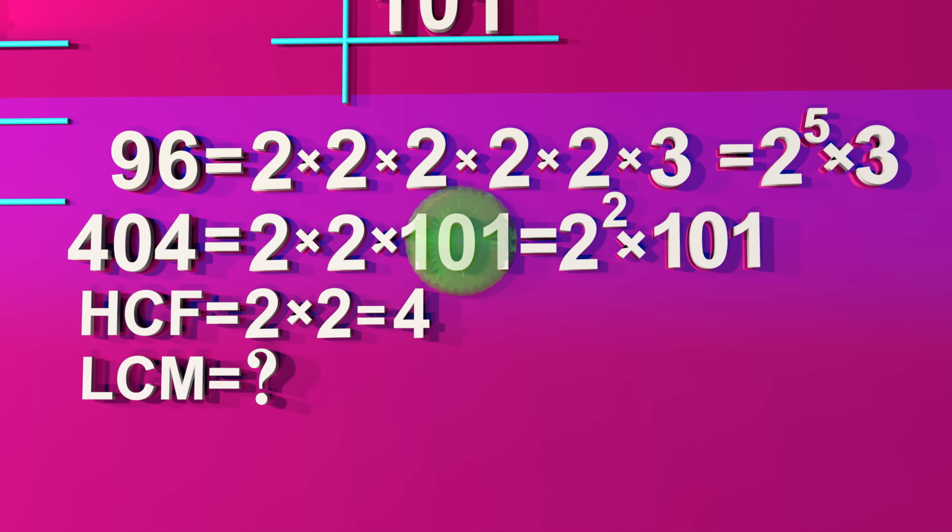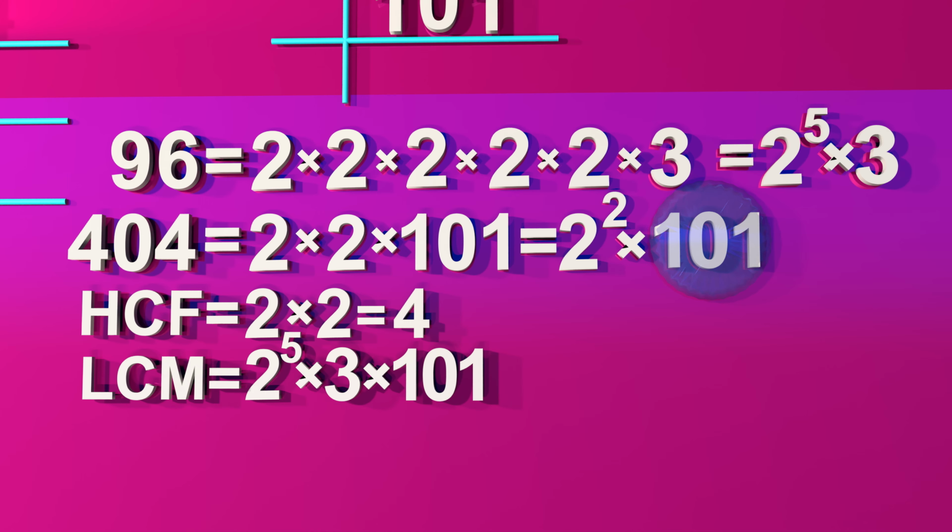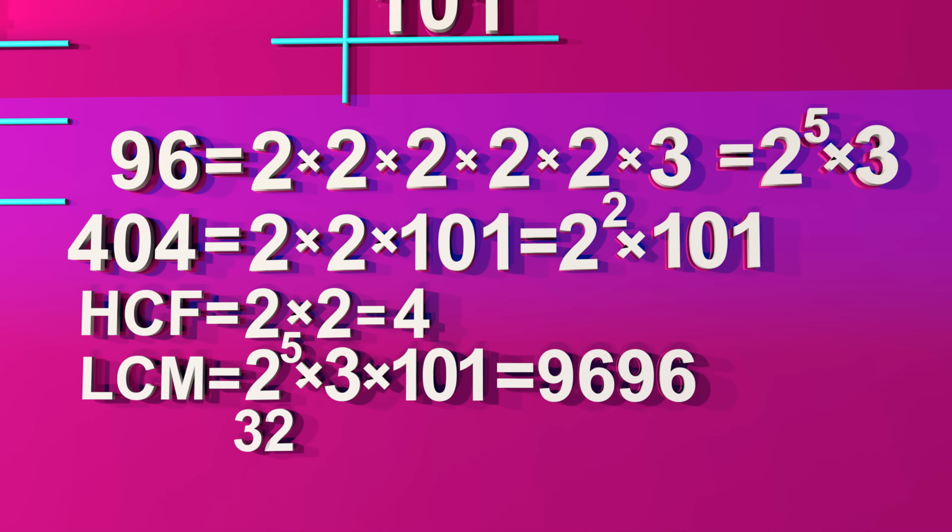Now 2 to the power 5 and 2 square are present in both factors, but 2 to the power 5 is greater, so we will take it. Now 3 is the next number, which is only one time, so we will take it. 101 is also one time, so we will take it. 2 to the power 5 can be written as 32 because multiplying 2 5 times by itself gives 32. By multiplying all these numbers, we will get 9696. That means we found LCM.